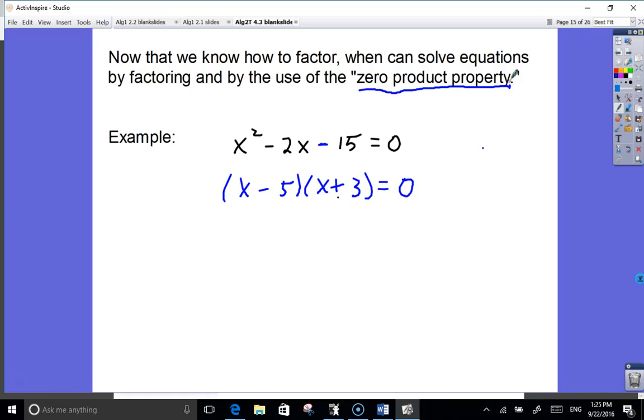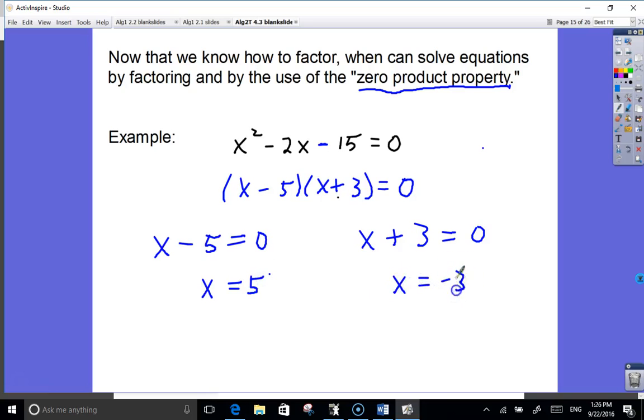One of them will be that x minus 5 equals 0. And the other will be that x plus 3 equals 0. And now both of those are linear because it's x to the first. There's an x in only one term, so you can easily isolate it to solve. So add 5, subtract 3. So the solutions are 5 and negative 3.